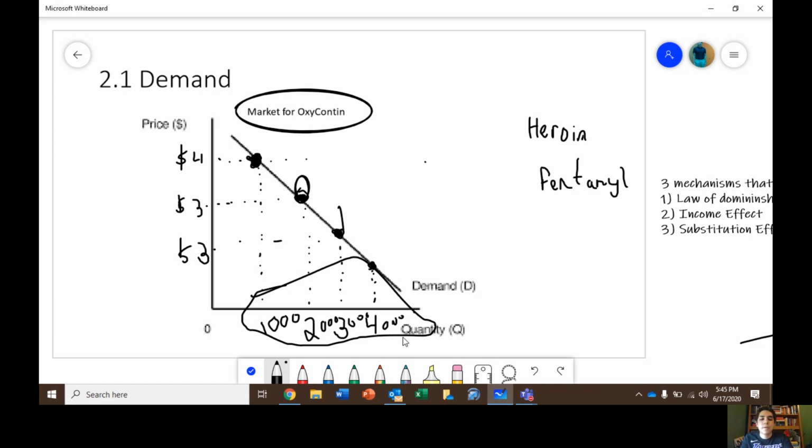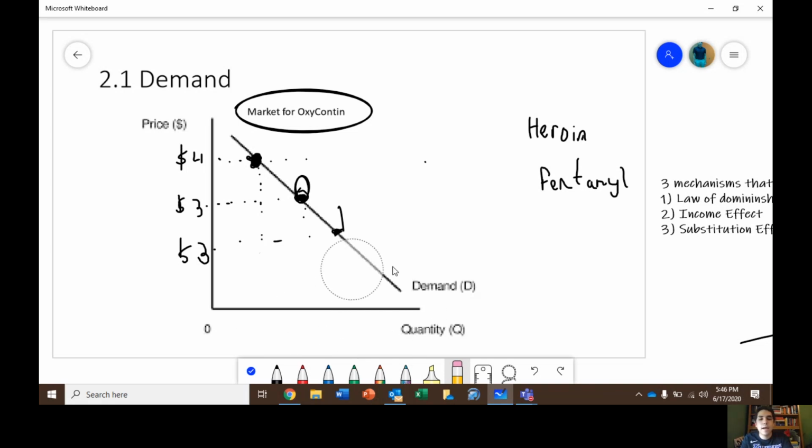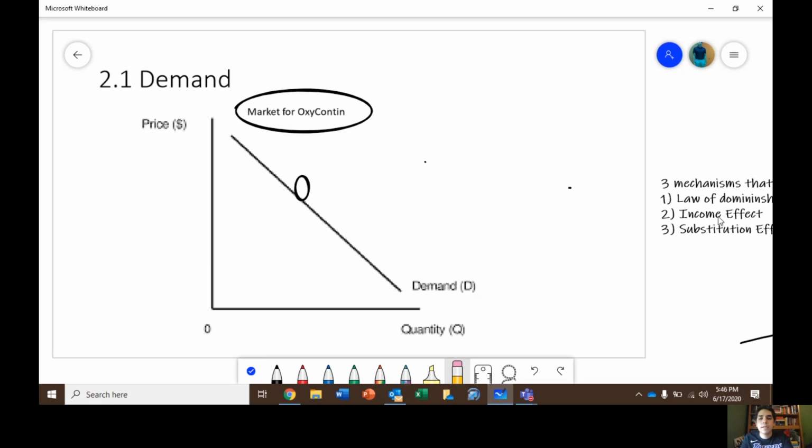That would make more sense if the quantities were smaller, but it's not. My bad. I'm so sorry, guys, for confusing you. But we can see those three mechanisms for why the demand curve is downward sloping. All right, let's continue.